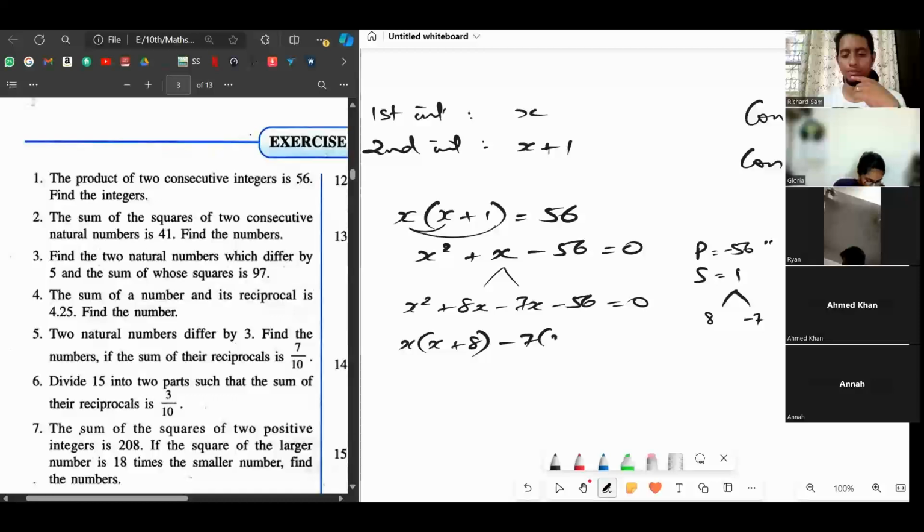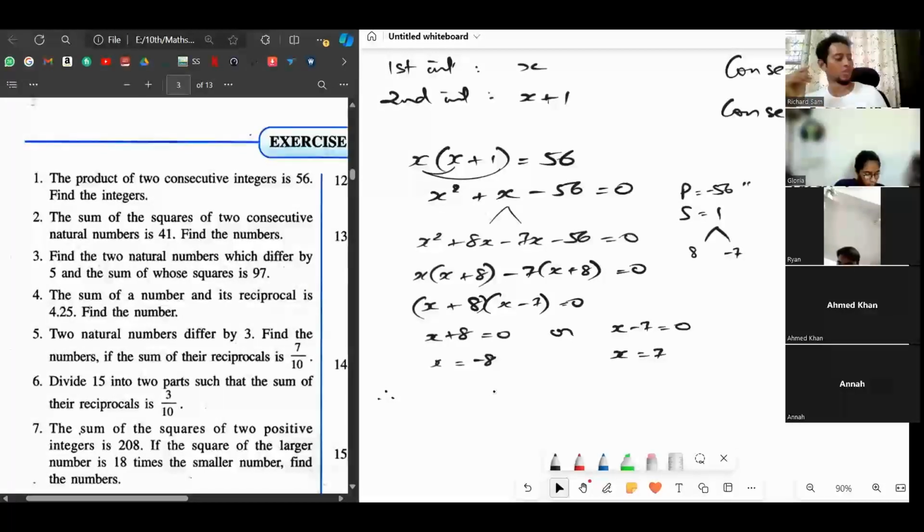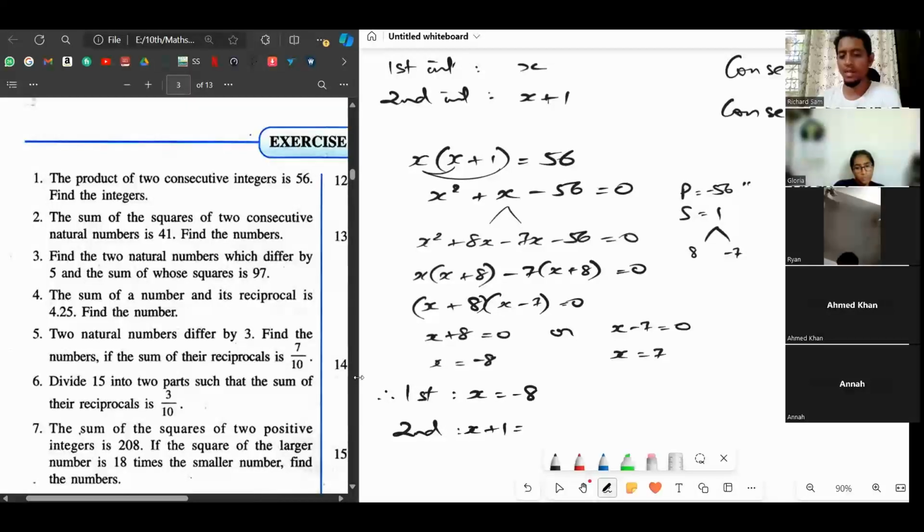Write down. This is not your final answer. These are the values of x. Now you have to find the first integer and the second integer. So the first number is x, that is minus 8. And the second number is x plus 1. That means minus 8 plus 1, which is minus 7. So this is one set of numbers. Your two numbers are minus 8 and minus 7.